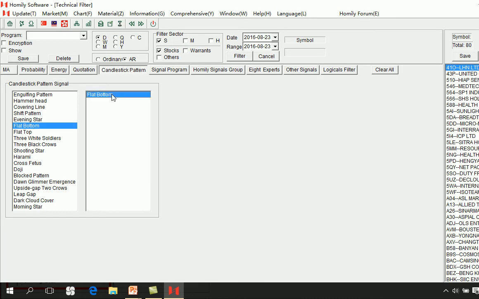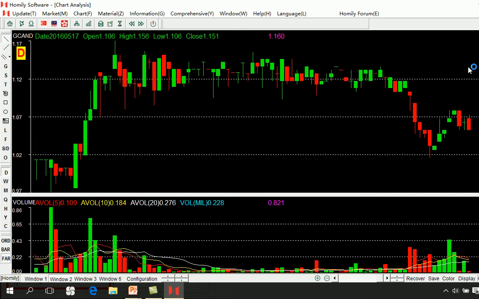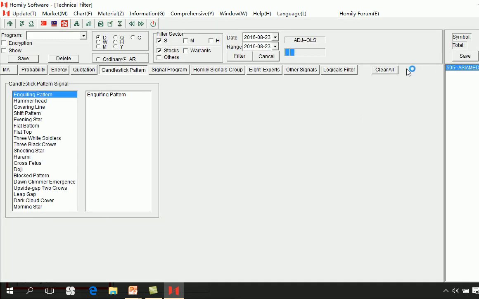Then if we want to find some candlestick pattern, like the engulfing pattern, okay? Then we can double click, then we can filter. Then we can check this one is not good. Then we can find some strong stocks among these stocks which we filtered just now, okay? So if you want to find some candlestick patterns, you can use this method, like the morning star or doji, or the shooting star, three white soldiers, or evening star, or covering, or hammerhead. You should use this one to filter, okay?